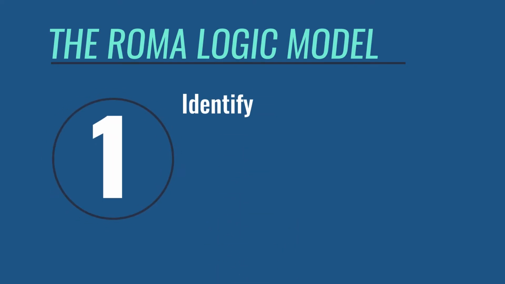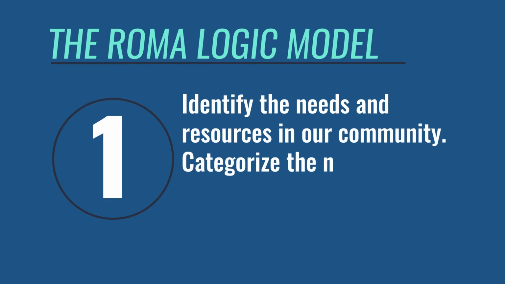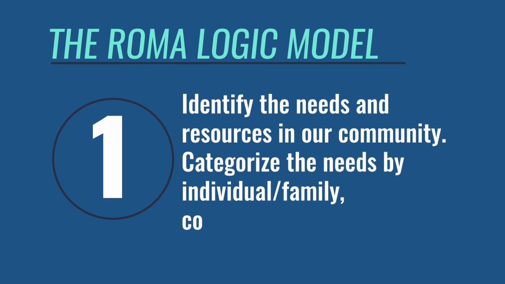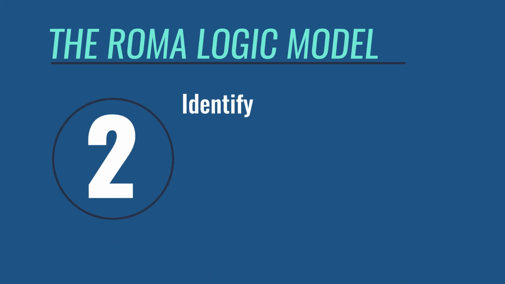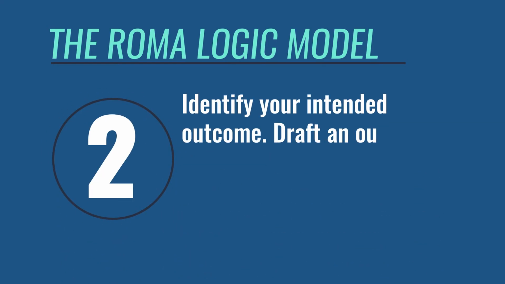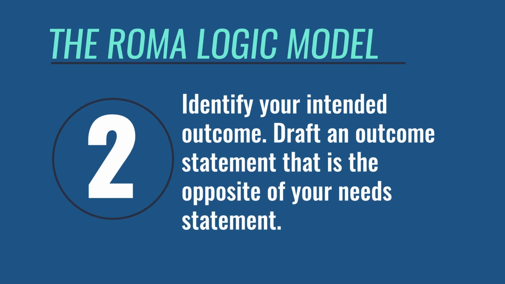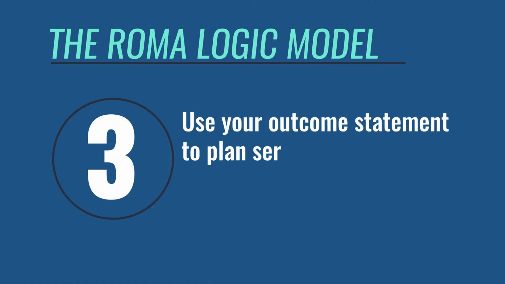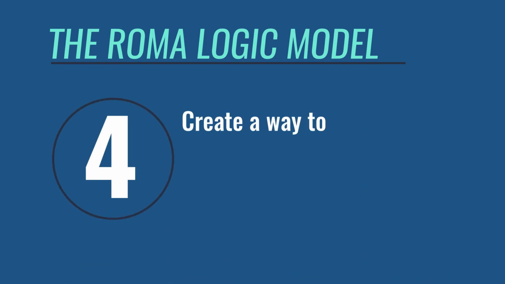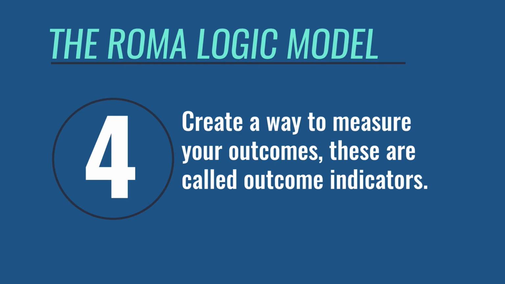Step 1. Identify the needs and resources in our community. Categorize the needs by individual/family, community, or agency level need. Step 2. Identify your intended outcome. Draft an outcome statement that is the opposite of your needs statement. Step 3. Use your outcome statement to plan services and strategies. Step 4. Create a way to measure your outcomes. These are called outcome indicators.